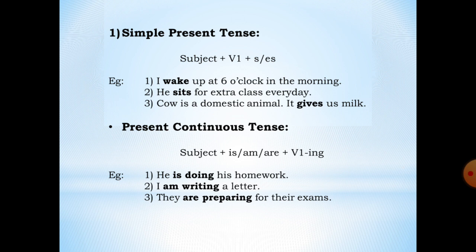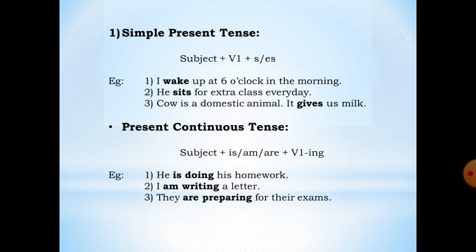If the subject is singular, then is will come. If the subject is plural, then the helping verb are will be used. And if I is there, only am goes along with I. Is and are never go along with I. Plus V1. V1 means the present form of the verb, and ing goes with the verb.